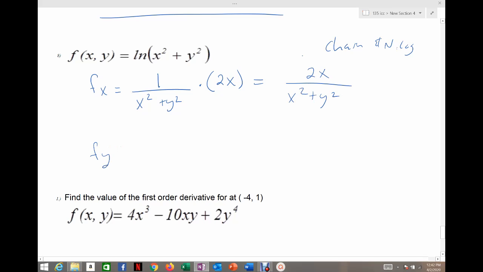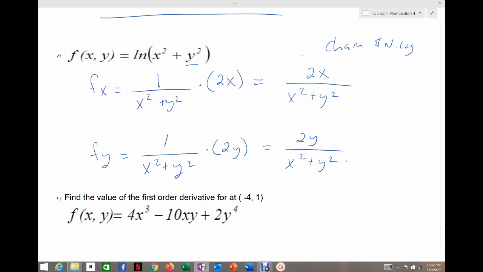Well, the derivative with respect to y is almost the same, only one part changes, right? The beginning is the exact same. The derivative of the natural log is 1 over what's inside times the derivative of the inside, but now I'm looking at the y variable. So the x squared zeroes out, so I'm looking at the y squared. So what changes is instead of 2x, this is now 2 times y. Alright, so again, they're very similar, but there is a subtle difference to it. The derivative with respect to y is 2y divided by x squared plus y squared.